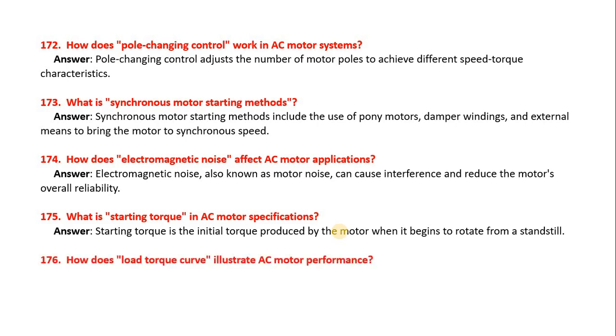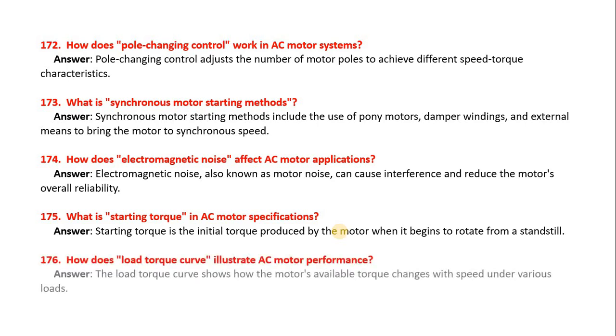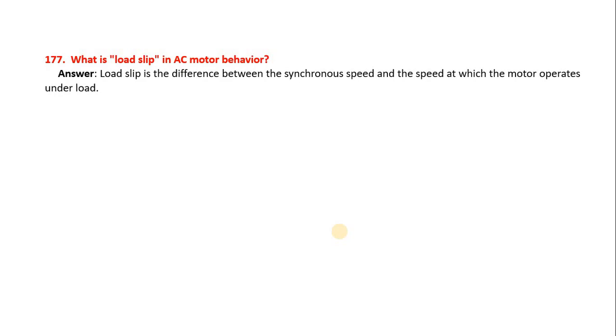How does the load torque curve illustrate AC motor performance? The load torque curve shows how the motor's available torque changes with speed under various loads. What is the load slip in AC motor behavior? Load slip is the difference between the synchronous speed and the speed at which the motor operates under load.